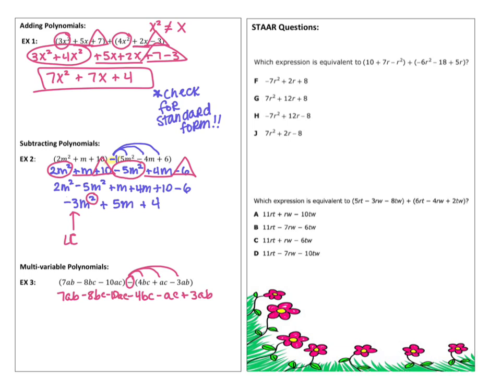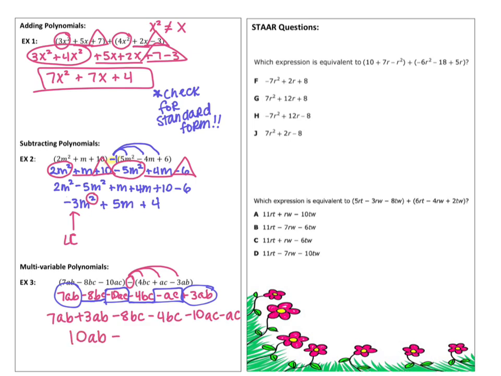Okay, so now I've rewritten it, and now I can combine those like terms. So looking at the AB and the positive AB, the negative 8BC with the negative 4BC, and the negative 10AC with the negative AC. Rewrite to combine, putting the ABs together, the BCs together, and the ACs together, and then I can write my final answer. Combining like terms, then I have 10AB minus 12BC minus 11AC.